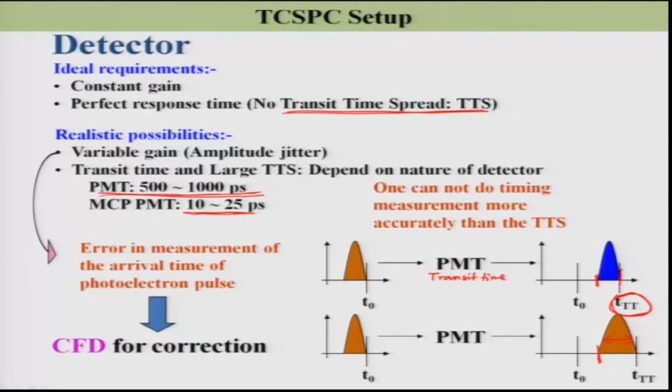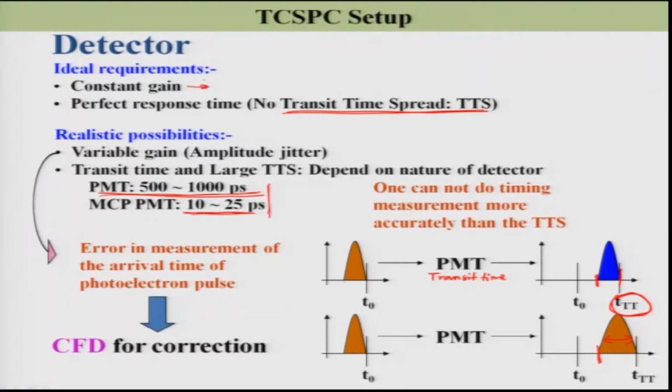So, as you have understood, this transit time spread is one of the important issues, and if you want to measure this lifetime with better resolution, then you have to go for a better detector where the transit time spread is small. Right. Another thing which I already said on the last day is the constant gain.